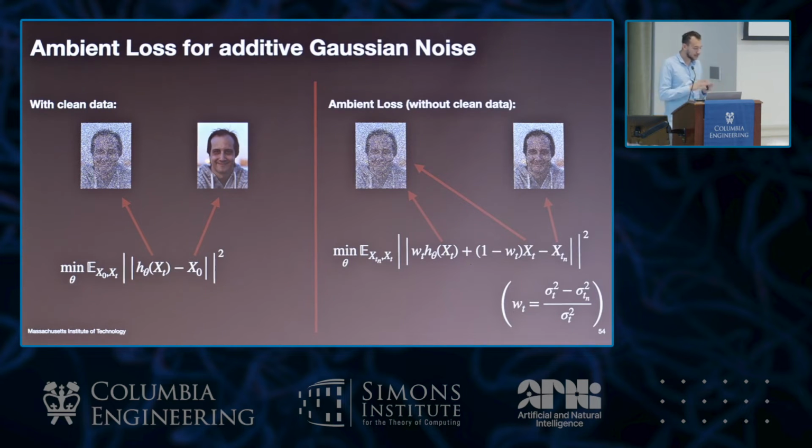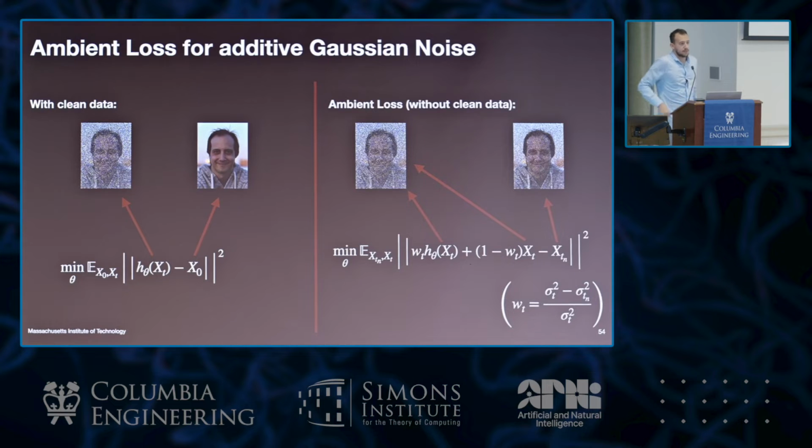And the two objectives, given enough samples, they're going to have the same minimizer. But the nice thing about it is to run the thing on the right, you don't need clean samples. So you can learn a denoiser that denoises the clean images without ever looking at a clean image. And you have to know what? You have to know the noise levels, yes. You have to know the noise levels.